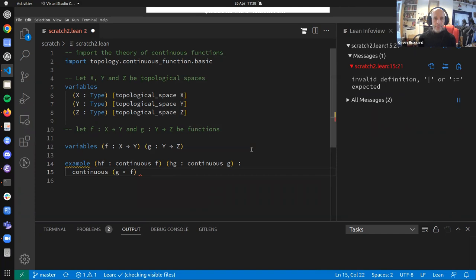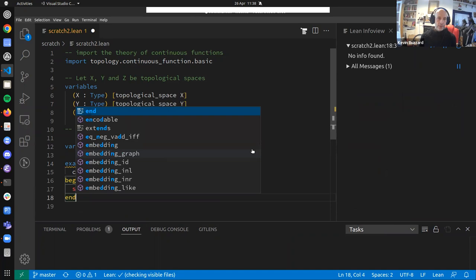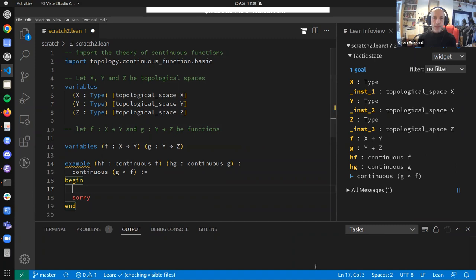And now I do this, there we go. And this puts us into sort of puzzle solving mode. And so what we have on the left is the Lean code, and I'm going to be writing some Lean code on the left.